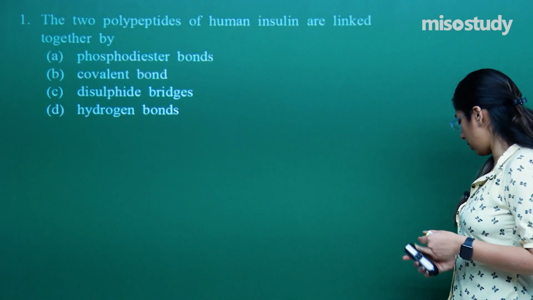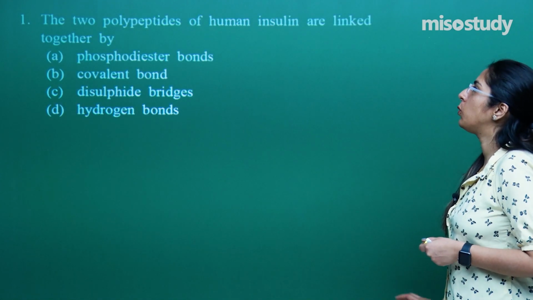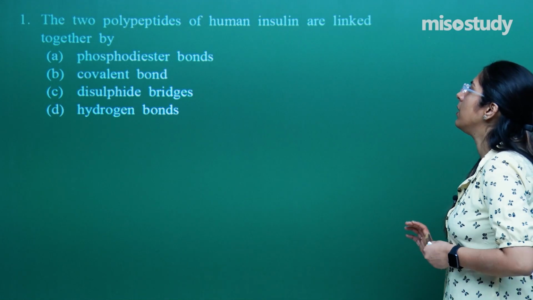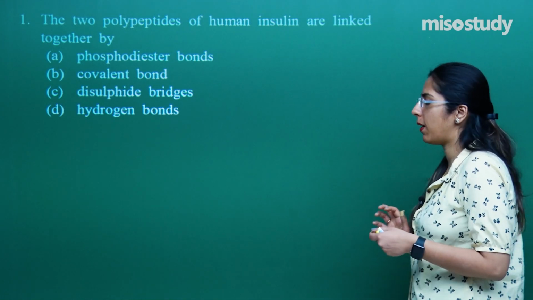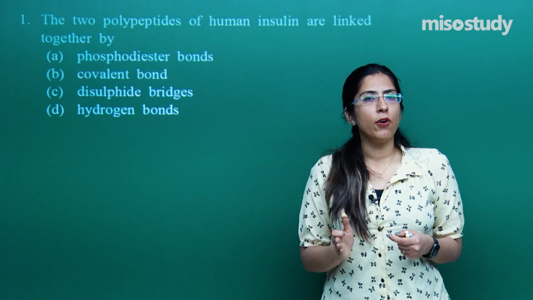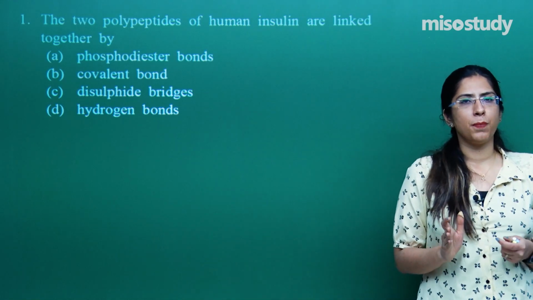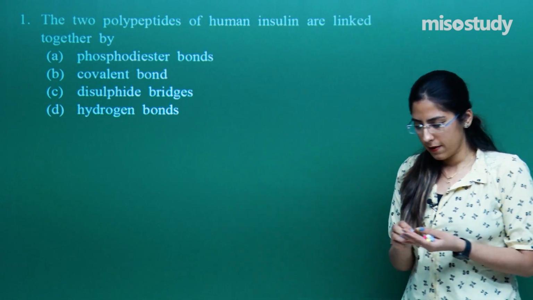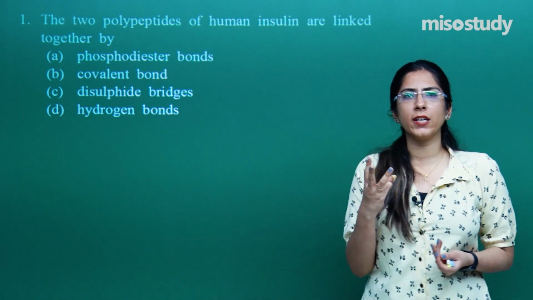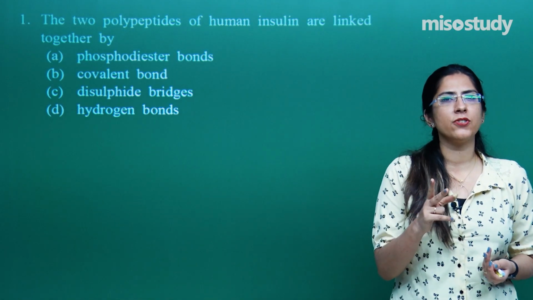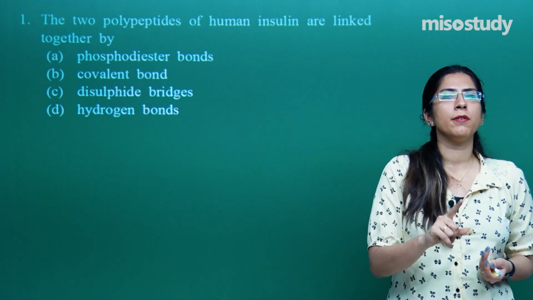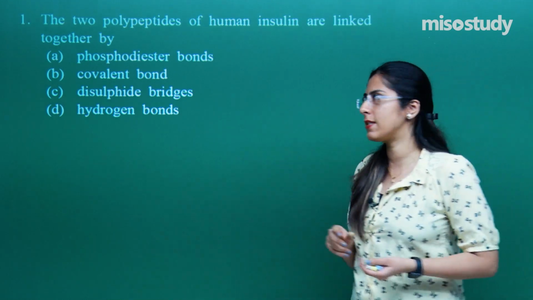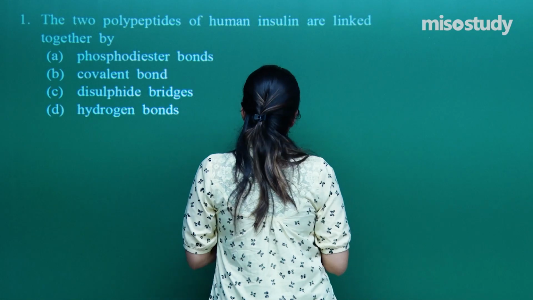The first question indicates that the two polypeptides of the human insulin are linked together by. I have already discussed that this recombinant insulin is prepared in E. coli. When we see that there are two chains, the A chain and the B chain, similarly in the proinsulin form, the C chain is also present. Let's look at the structure of these.